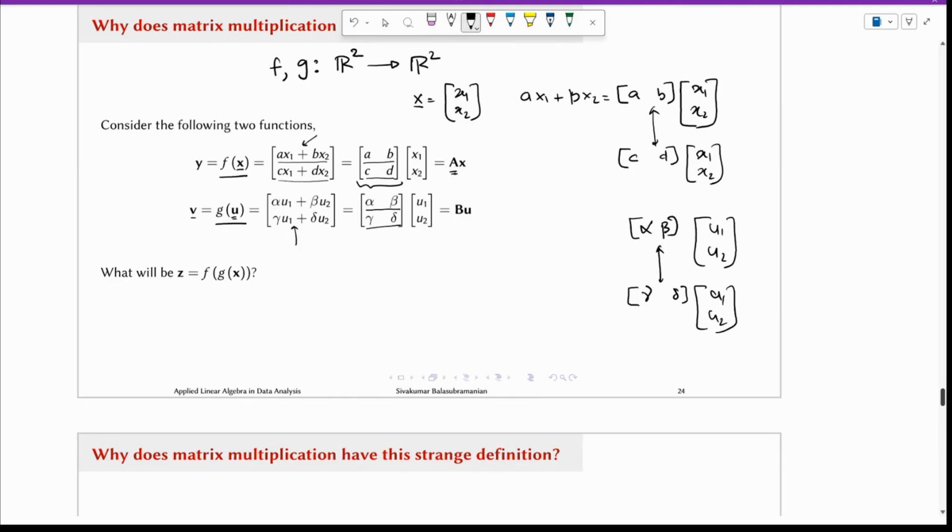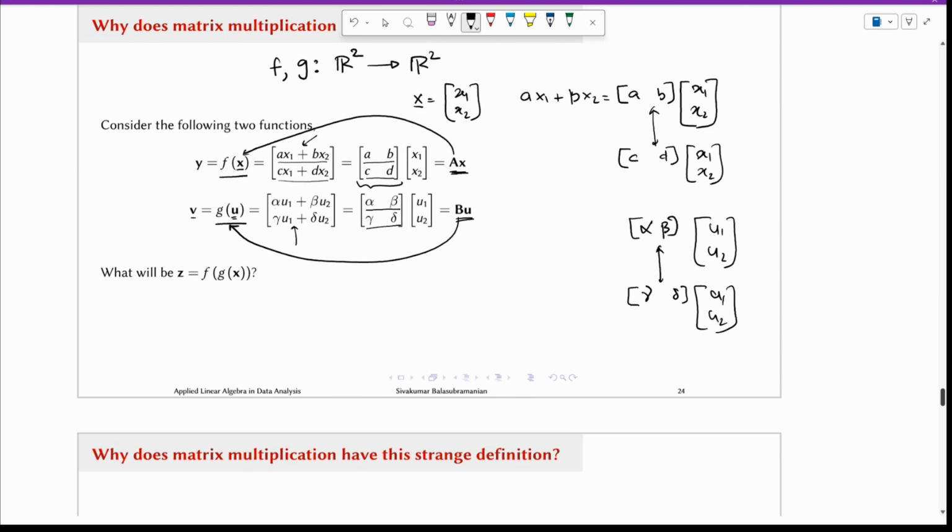That means Y can be represented as A times X, and G can be represented as B times U. Or F is represented by A, and G is represented by B. Okay. Now I ask you this.